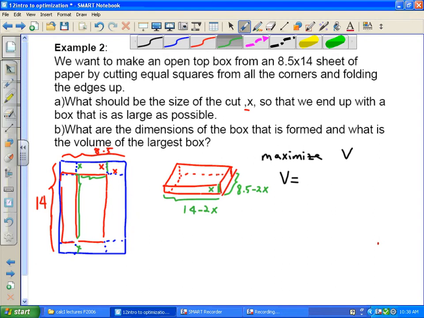So what can you say then for the volume of this box? Volume in general is length times width times height. So to do that, let's just multiply these three dimensions together. We have x times 8.5 minus 2x times 14 minus 2x.